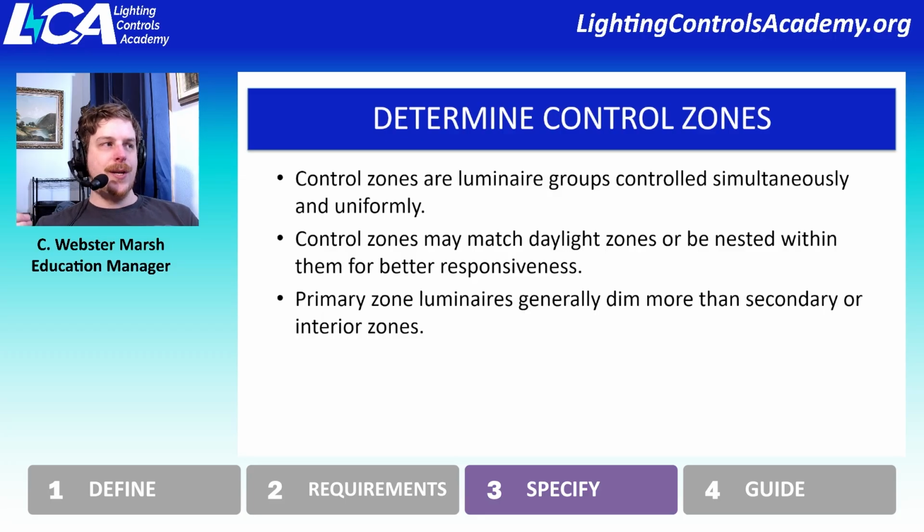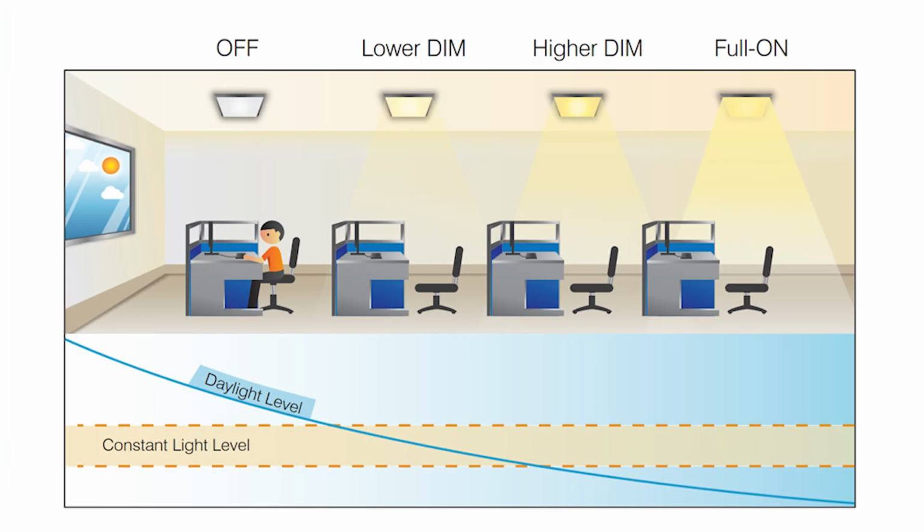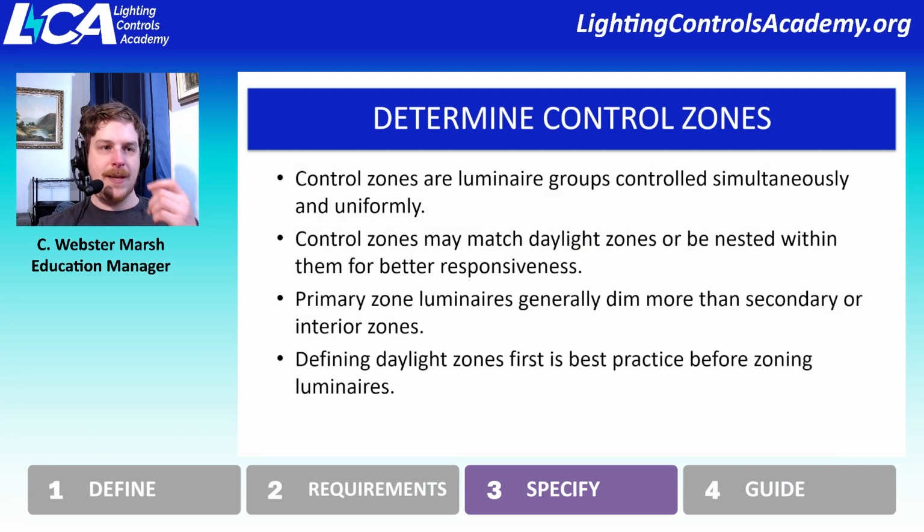And so primary zones, as I mentioned, because they're closer to the windows, tend to be more significant in how they dim than the secondary or the interior general lighting zones because of the contribution from that daylight. So it's expected that whatever zones are within the primary daylight zone are going to be dimmed down maybe twice as much as the fixtures that are in the secondary zone.